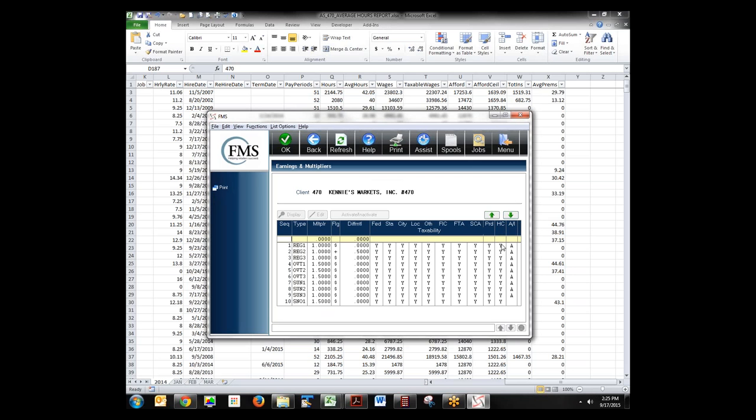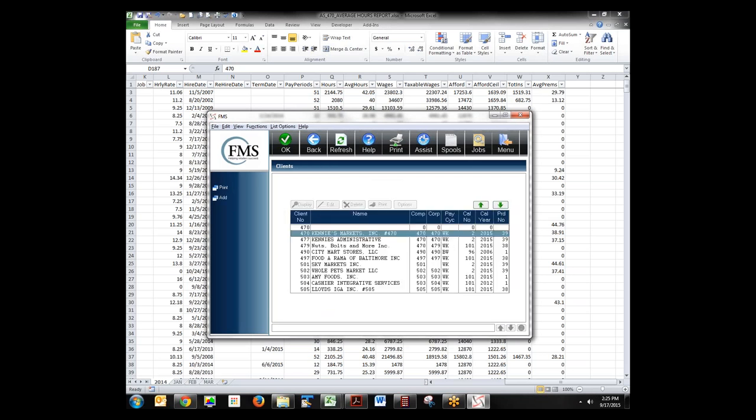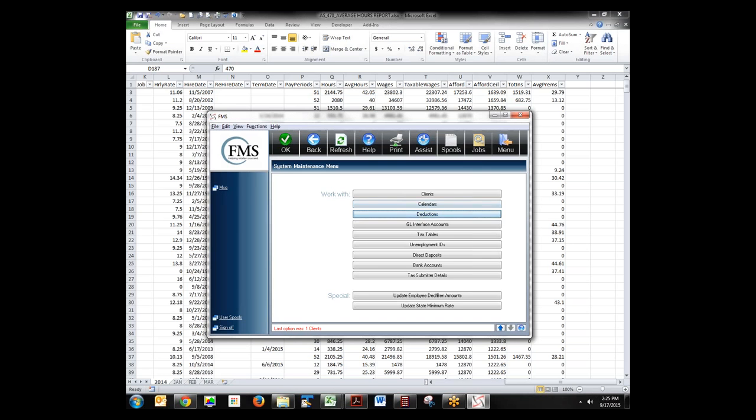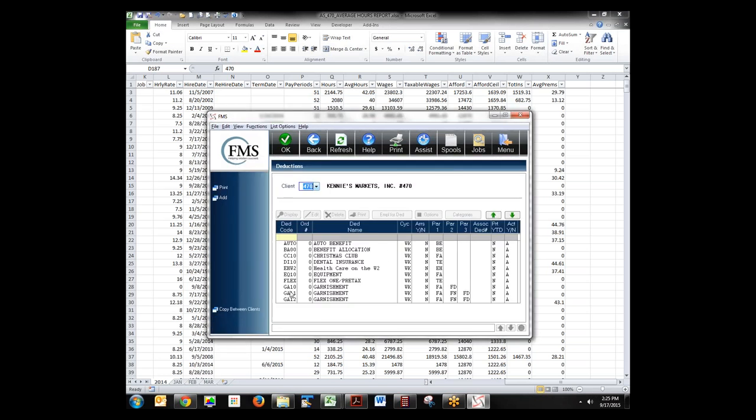So mostly, in the eyes of the law, all hours should be included here. And then that's the earnings. The other side is the deductions. That's very simple.